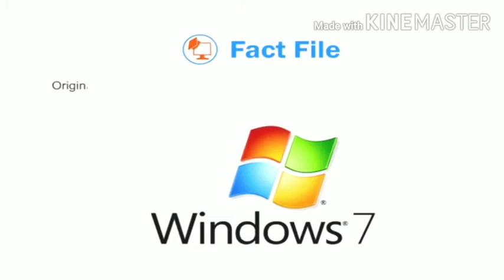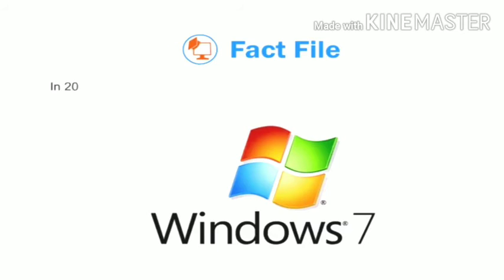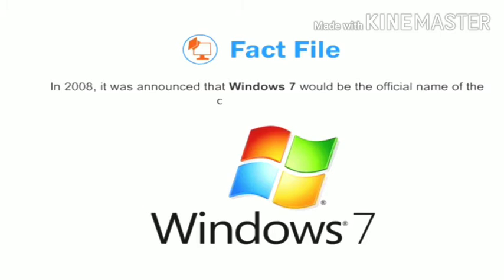Students know the fact: originally Windows 7 was named as Blackcomb, which was renamed as Vienna in early 2006. In 2008, it was announced that Windows 7 would be the official name of the operating system.